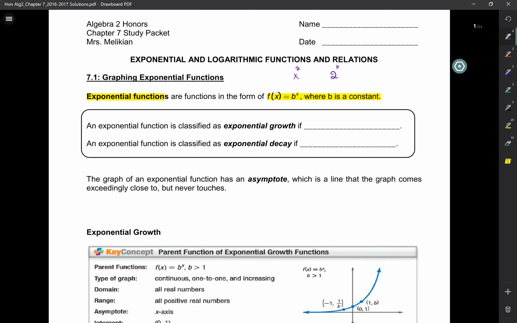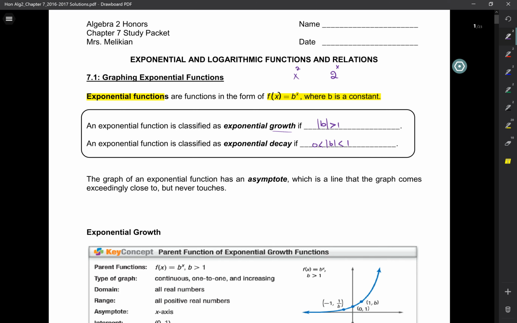Now, an exponential function is exponential growth, all right, if this value of b is greater than 1. So for example, 2 to the x, 5 to the x, 7 to the x. And it's not just b is greater than 1. The absolute value of b is greater than 1, right? So we strip it of the sign first. And it's exponential decay if the absolute value of b is between 0 and 1.